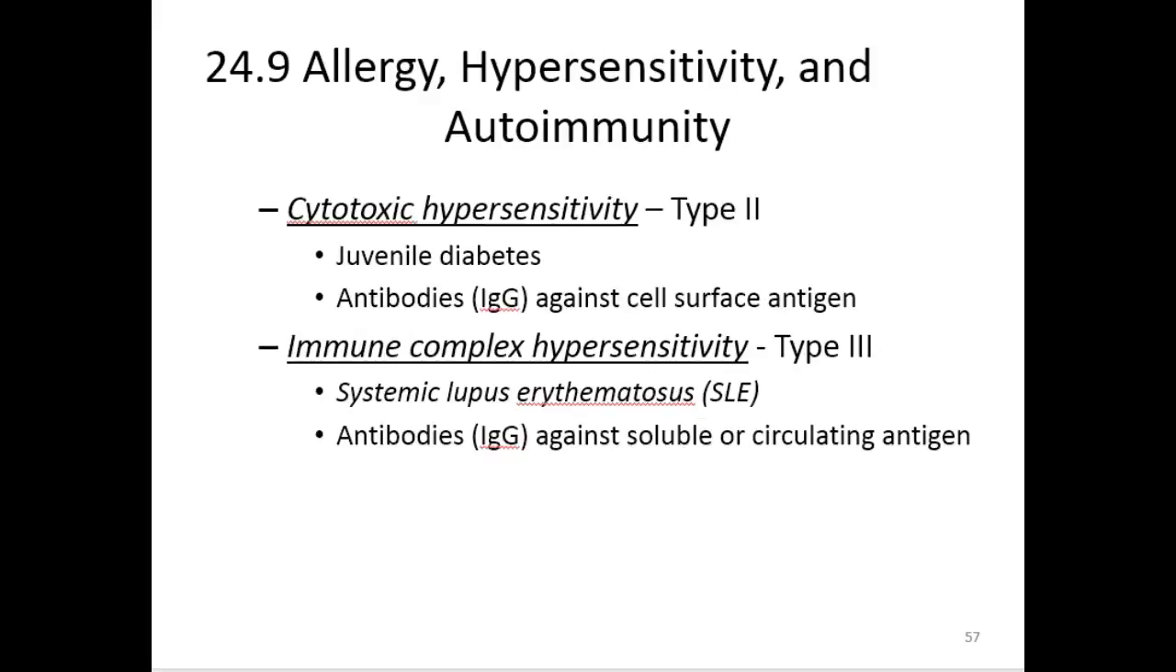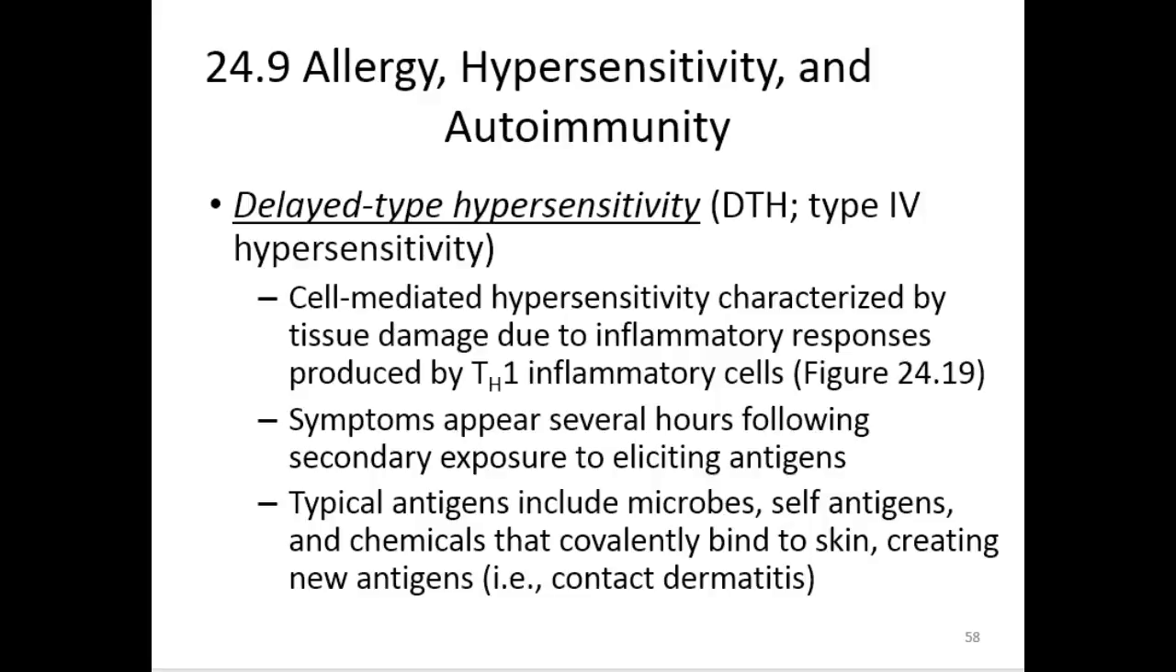And then the fourth type is the inflammatory type. The fourth type is delayed hypersensitivity, and this has to do with inflammatory helper T cells. It's called cell-mediated. It's characterized by tissue damage due to inflammatory responses, and symptoms appear hours after secondary exposure, so you also have an antigen-presenting event. And typical antigens are microbes, some self-antigens, so autoimmunity, and chemicals that bind to skin that create new antigens.